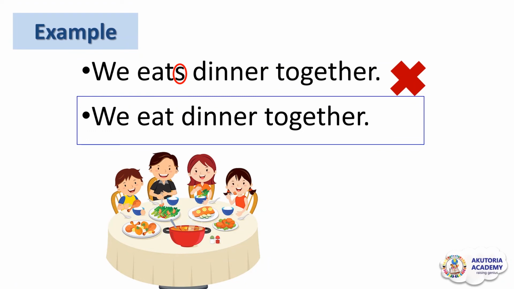Okay? But the second, we eat dinner together. We is a plural subject. Eat is a plural verb. It has no s. It is very correct. Thumbs up, friends. Good job.